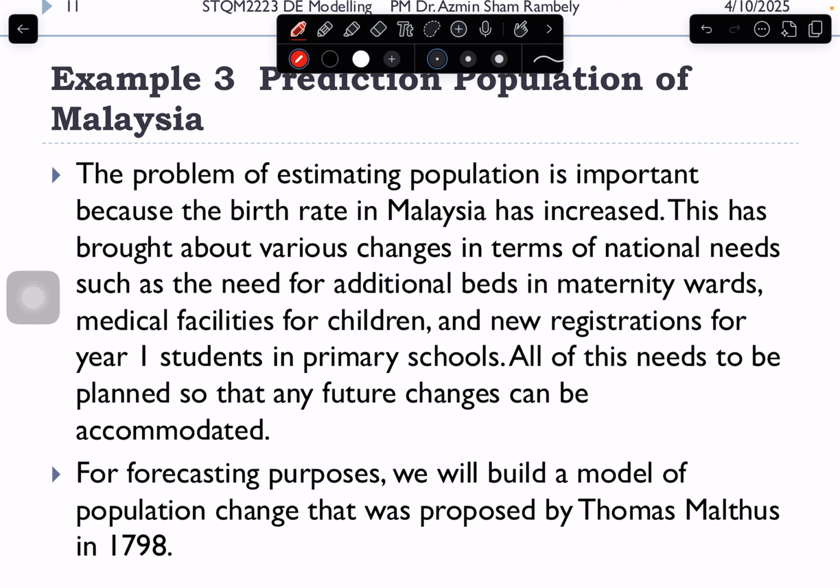Maybe the number of beds, for example, at the hospital. Not only the number of hospitals, but the number of beds. Therefore, prediction of population is very important. But on the other hand, with COVID-19 recently, we have a decreasing population, because the number of deaths is higher than the number of births.